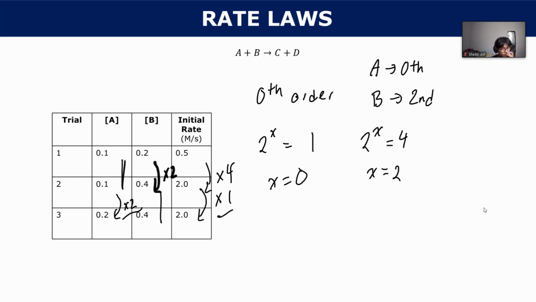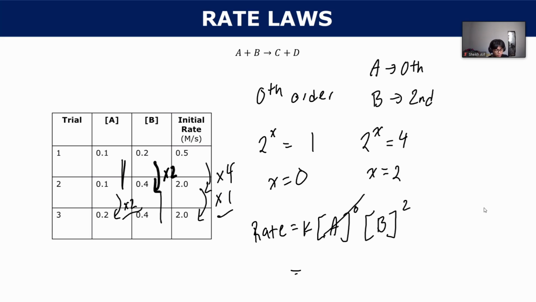And so how would you display this in a rate law? Well, rate is going to equal k times the concentration of A to the 0th power times B to the second power. And of course, A to the 0th power is just 1, so you can cancel that out. So your rate really becomes k times [B] squared. And that's how you determine a rate law from these initial rates tables.